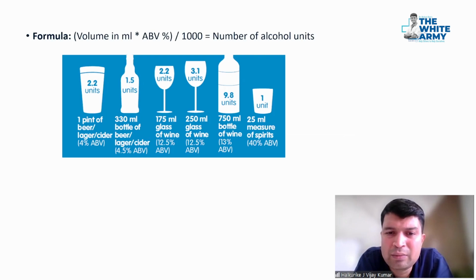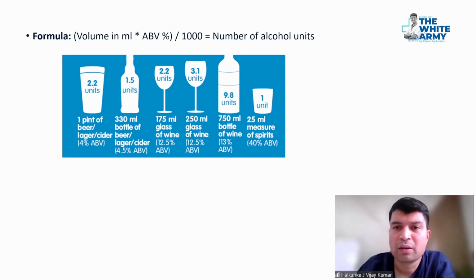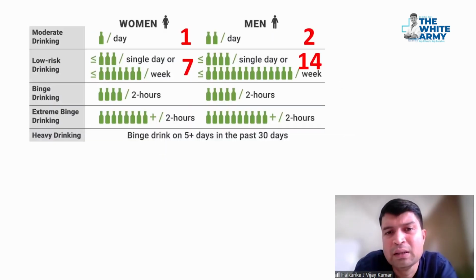Sometimes patients regularly give these values: Doctor, I'm taking 2 pints of beer every day, 1 glass of wine and other things. But some patients may not give the exact amount of alcohol they drink. So these are a lot of confusing tables. What I remember is that for women, a moderate drink is 1 drink per day, and low risk drinking is up to 7 per week. For men, it is 2 and 14. It is easy to remember these 4 numbers: 1 and 7, 2 and 14. I feel that is enough.